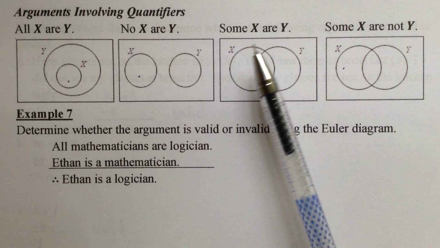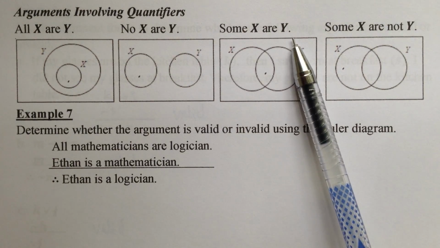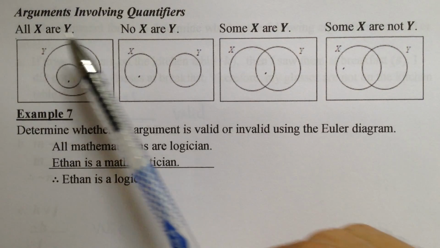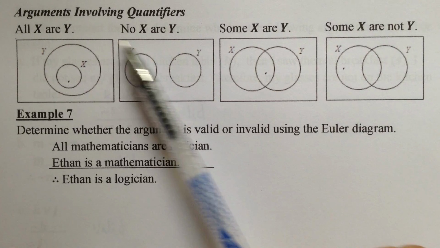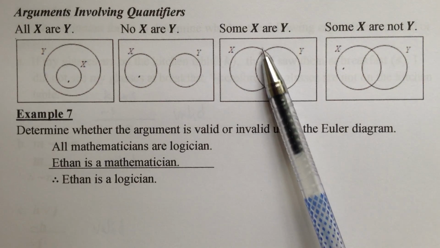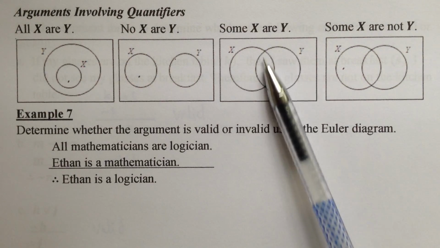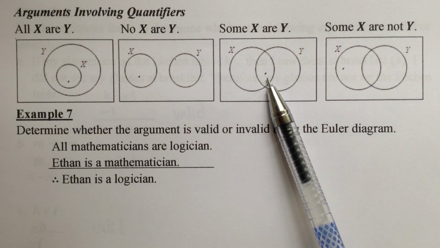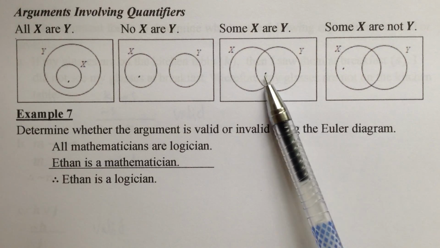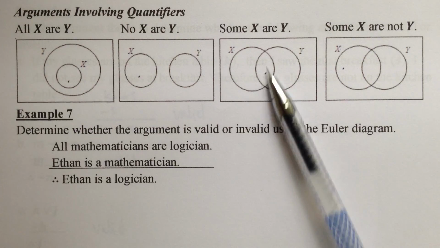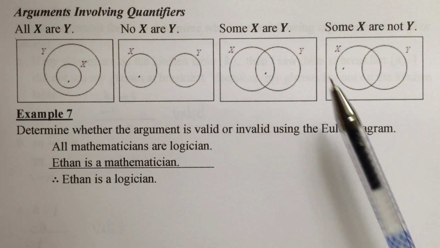The third case is the statement some x are y. This time it uses an existential quantifier. By the way, the all, the every, the no, the none are called universal quantifiers. For some x are y, it means that the set x and the set y have a common region. If an element belongs to x and belongs also to y, that means that they are not disjoint. So there's a common point or common element between the two.